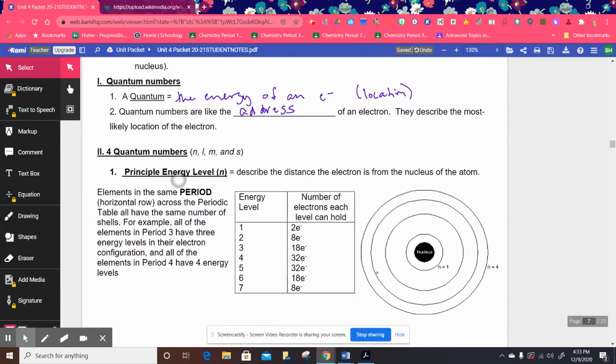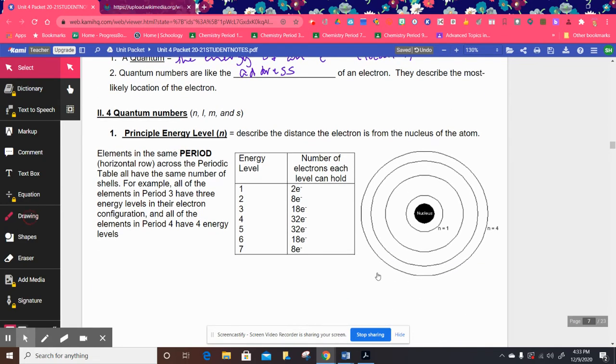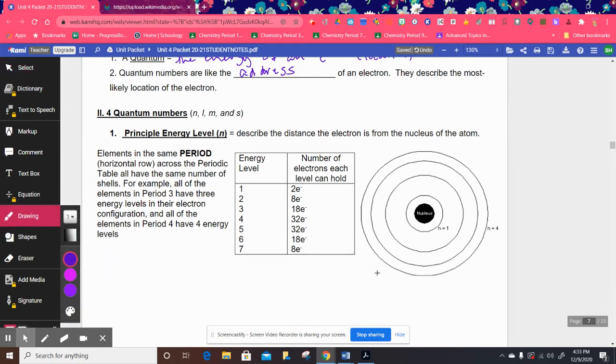All right, so the four quantum numbers do have symbols that go with them: N, L, M, and S. The principal energy level is N, and we saw this in our electron, energy, and light activity where we had to say what energy levels electrons were transitioning between. So we have N equals 1, N equals 2, N equals 3, N equals 4. Electrons can transition between those, or they can just be sitting in their ground state energy levels.